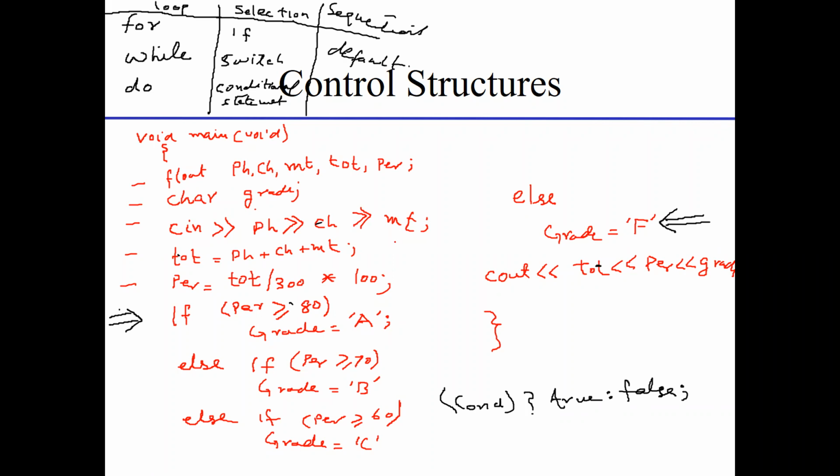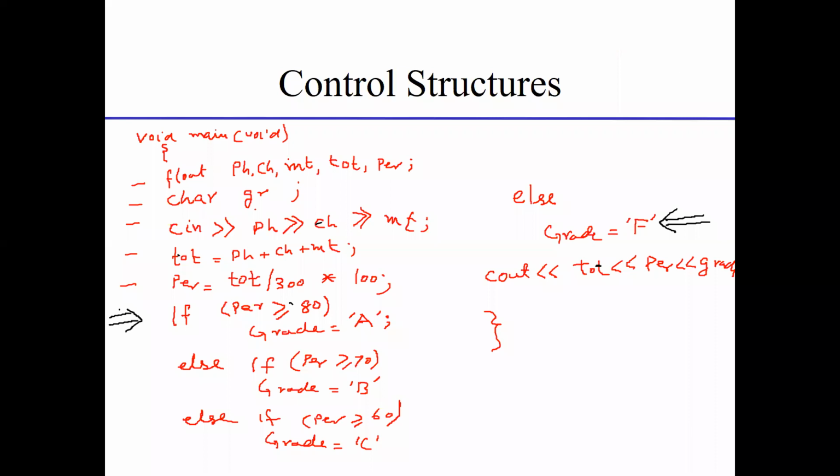So I have to make some changes in this program, so let me explain those changes. I have to change the first line, this void main, and I will take this line outside. Outside where? Outside this line.